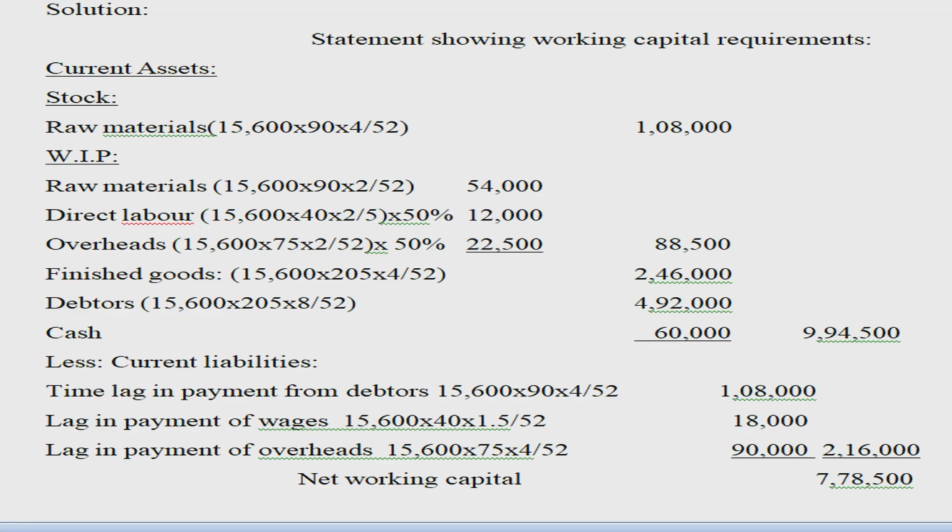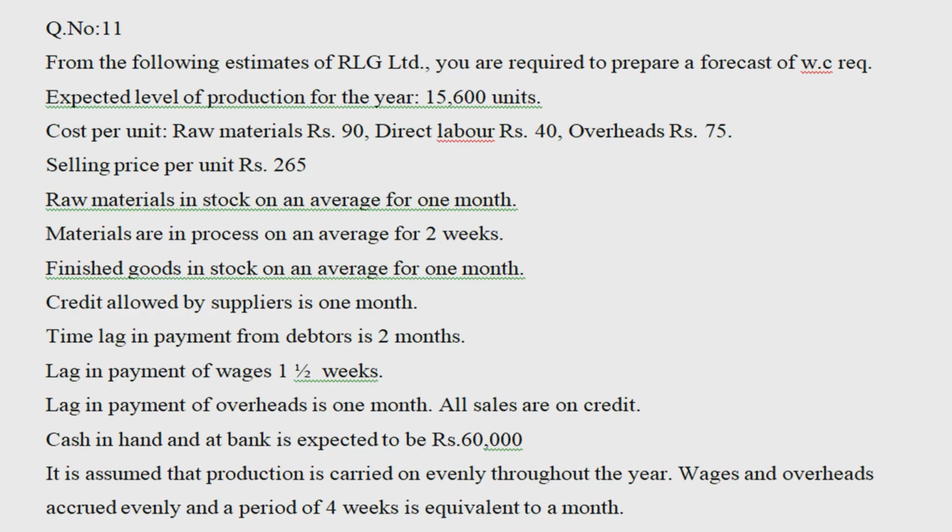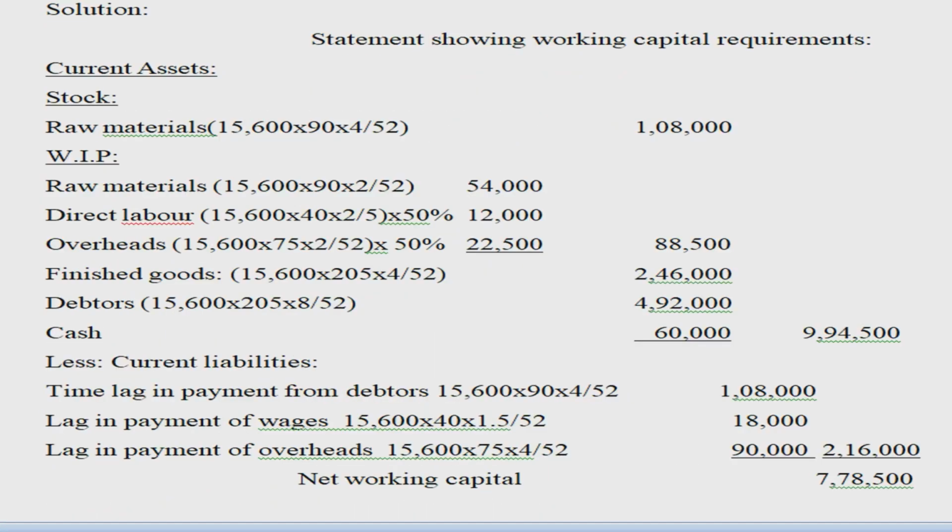For overheads, 15,600, overhead cost is 75. So 15,600 into 75 into work in progress held is 2 weeks, 2 divided by 52 into 50%, you will get 22,500. So total work in progress value is 88,500.